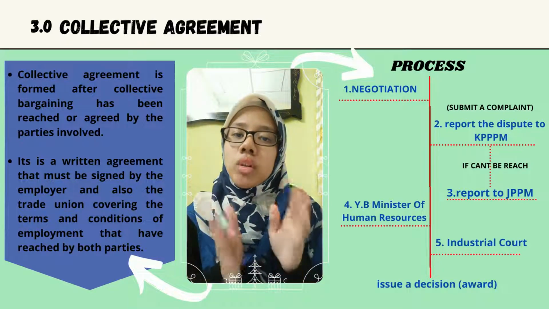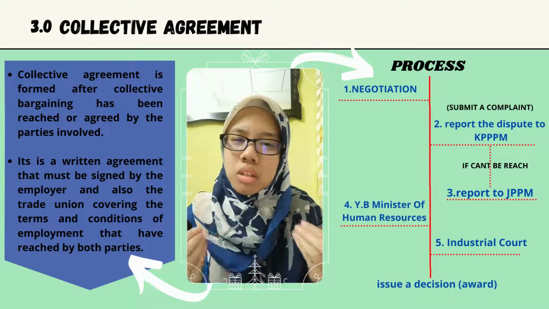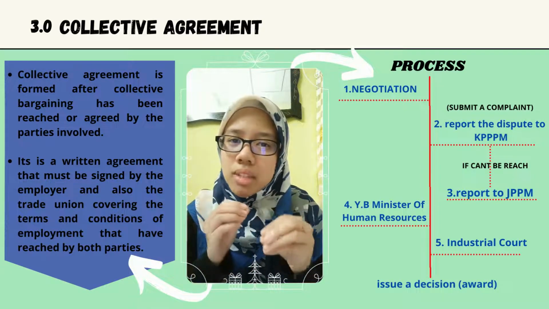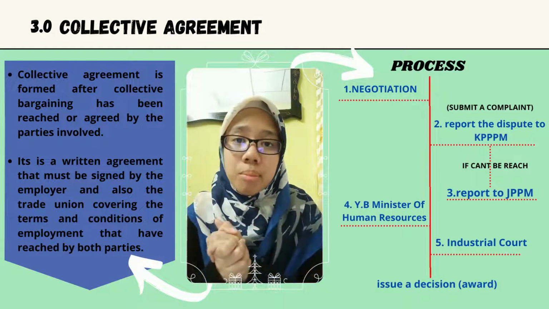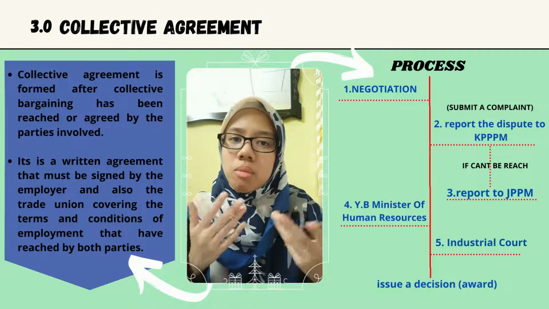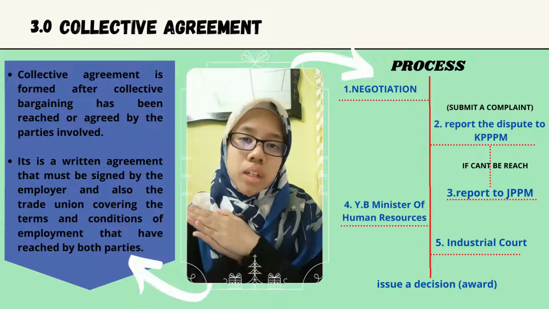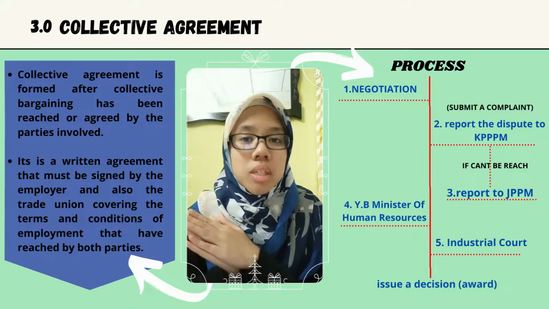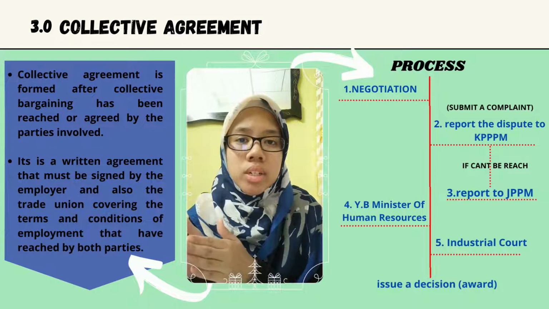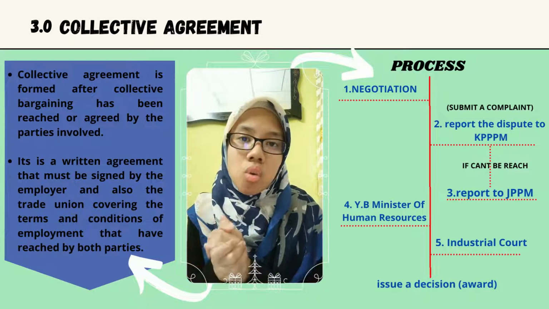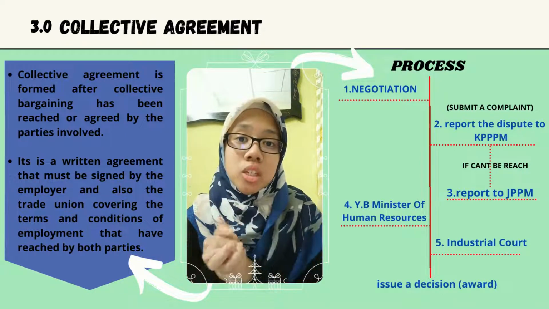Of course, in order to reach a collective agreement, it must go through some process. We can say it's a very complicated process, but it ensures we can solve any dispute or conflict that occurs, such as salary, job description or whatsoever. First of all, it must go through negotiation. Negotiation must take place between the employers and the employees' union, so they may invite each other to initiate negotiation.